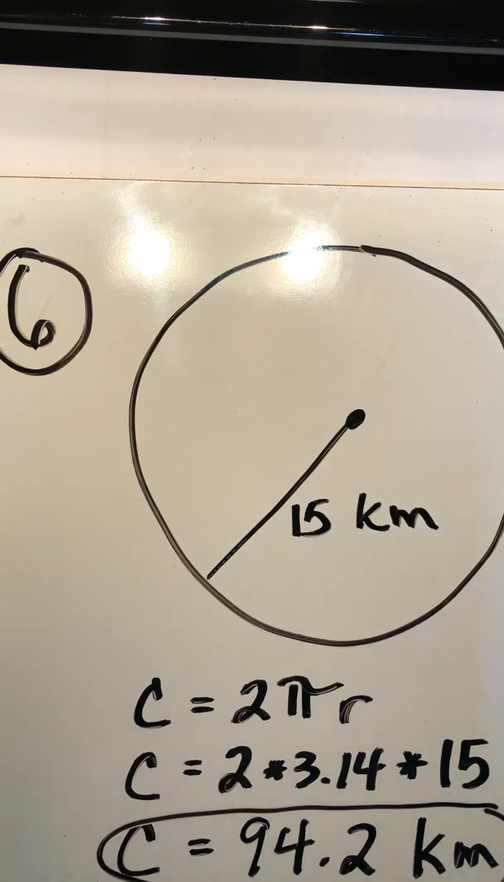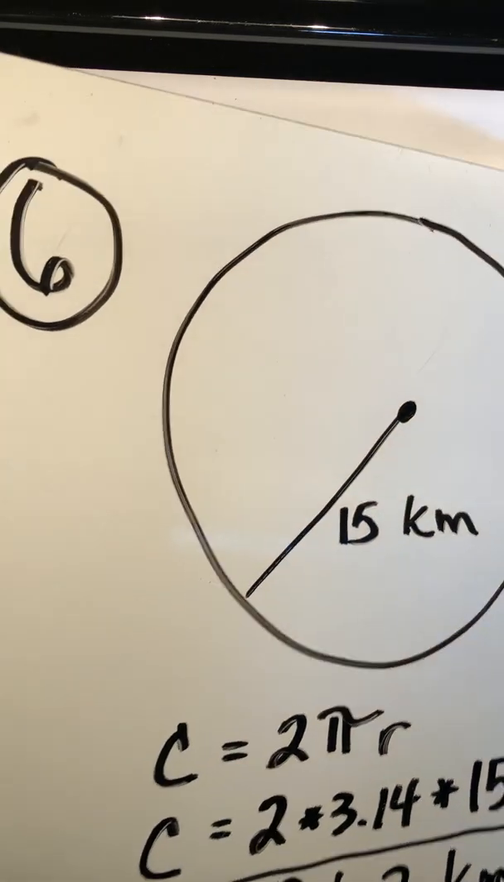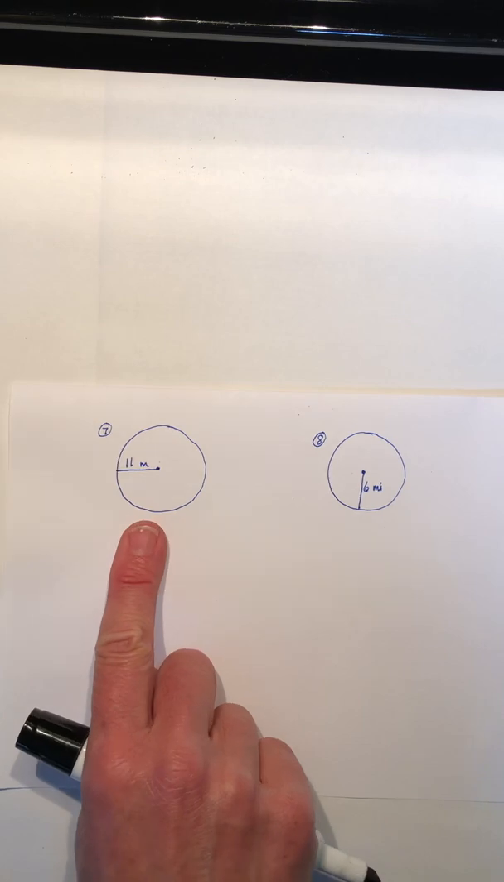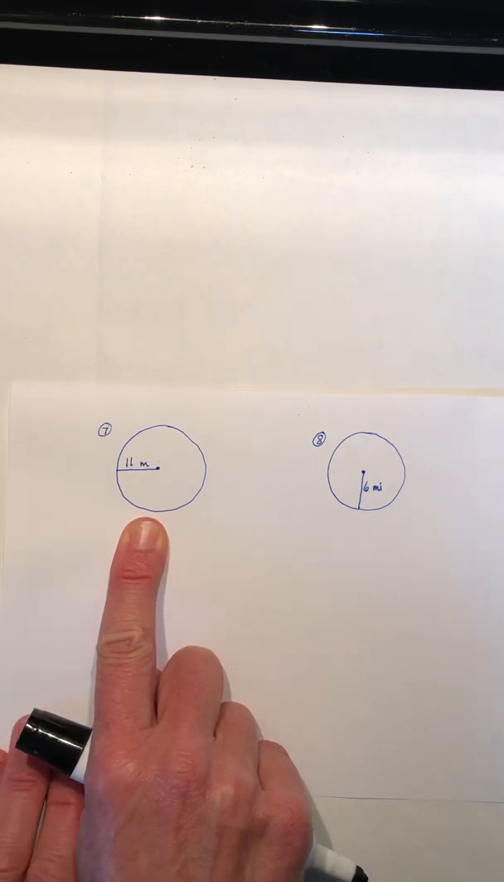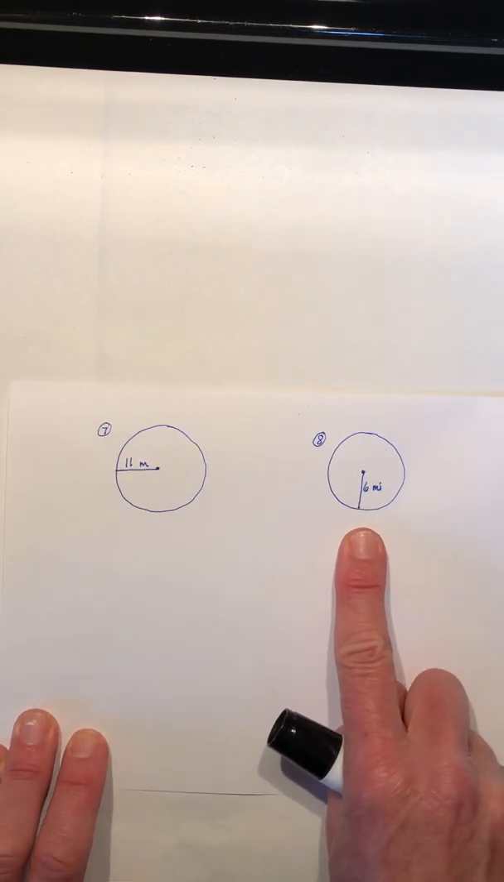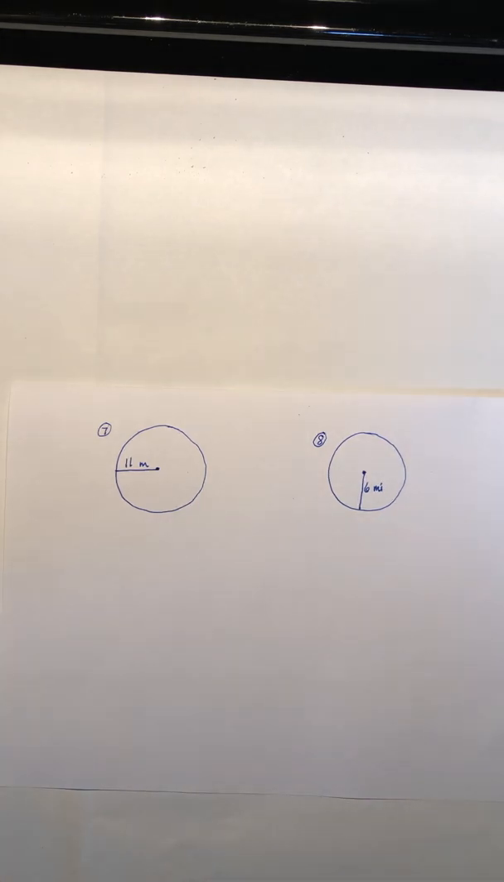All right, and here are the last two that I would like you to try on your own. Number 7 will be a circle that has a radius of 11 meters. You'll be using that second formula. Circumference equals 2 pi r. And same thing with this guy right here. You have a circle with a radius of 6. So you'll be using that formula for C equals 2 pi r.